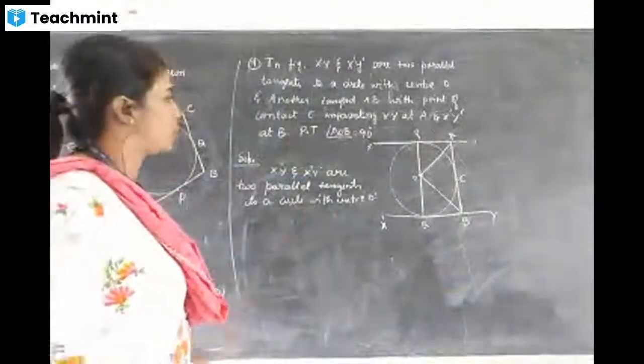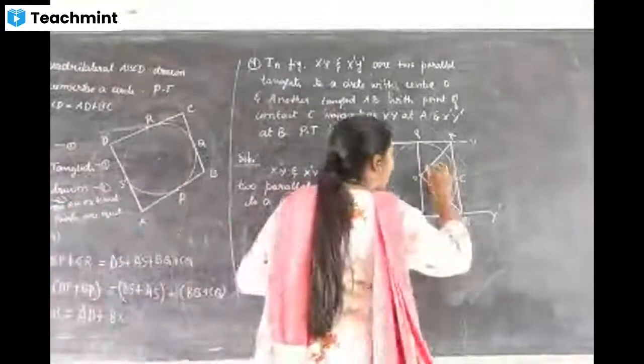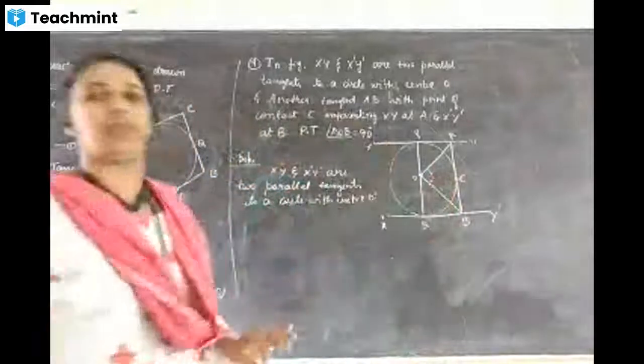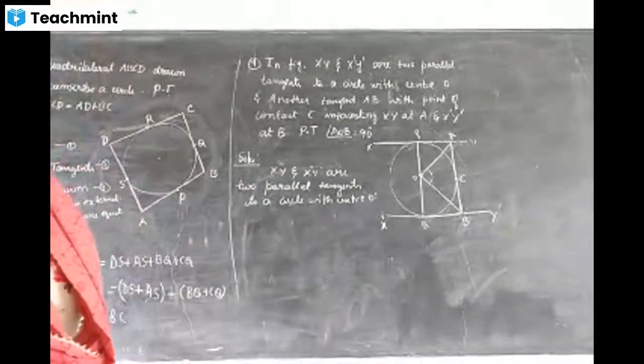Now our work is we must prove this angle is 90 degrees, means it is a right angle triangle.